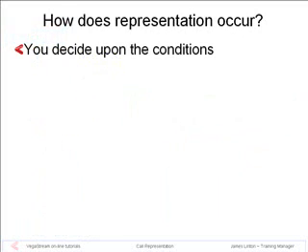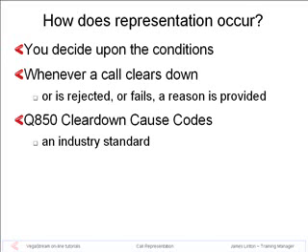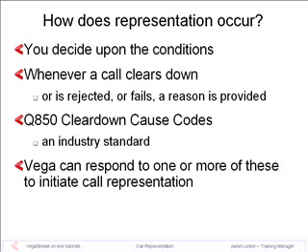The next issue to consider is under what conditions should representation of calls occur. You may already be aware that whenever a call clears down or is rejected, a reason is provided in the signaling messages. These take the form of industry standard Q850 clear down call codes, and the Vega may act upon these when deciding whether to initiate call representation.